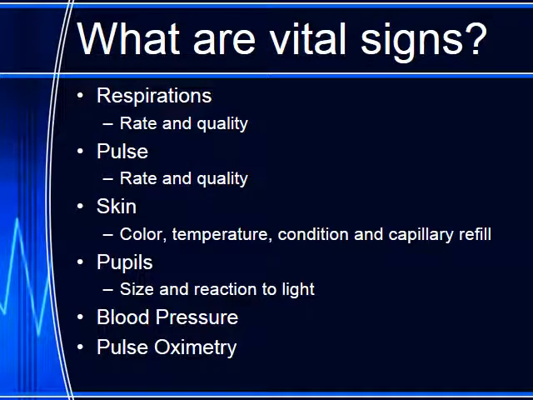What vital signs are we looking to obtain on scene as first responders? We as first responders need to attempt to obtain rate and quality of respirations, rate and quality of a patient's pulse, the color, temperature, condition, and capillary refill based on skin, the size and reaction to light of a patient's pupils, their blood pressure, and pulse oximetry.